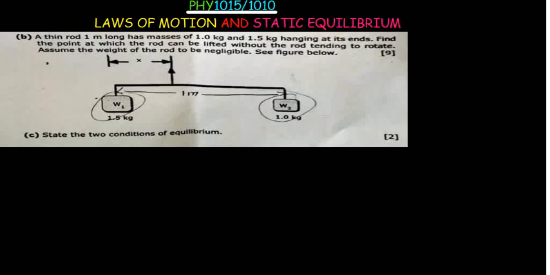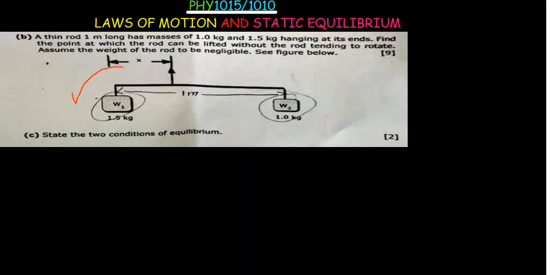So the weight of the rod is negligible. We want to find the point where, when you lift it, it won't be able to rotate. That means the clockwise moments should be equal to the anti-clockwise moments. How do we do that? Well, they told us a thin rod 1 meter long. So if this is 1 meter and this distance is x, then what will be this distance? This will be 1 minus x. So the moment on this side should be equal to the moment on this side.